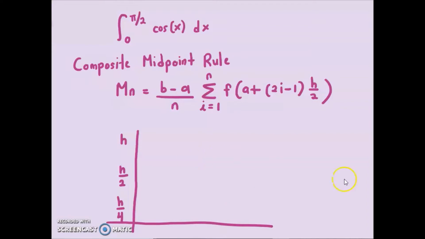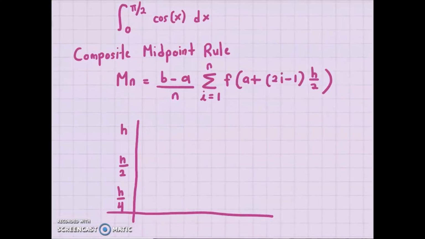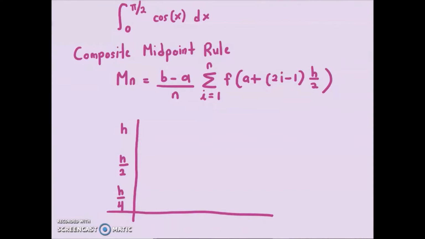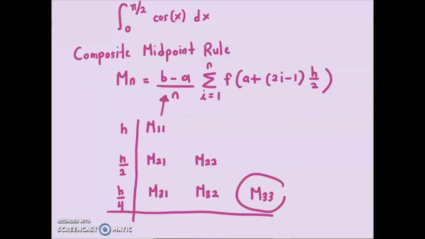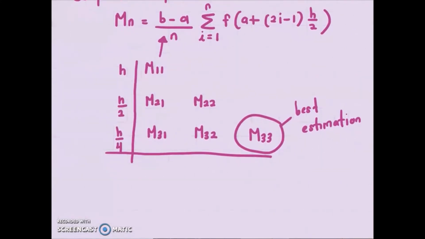Now when it comes to the first column, we have M11, M21, M31. The first column you are going to obtain using the composite midpoint rule formula, and then M22 is obtained using the extrapolation formula of order 2, then M32, and then M33. This is our best estimate.